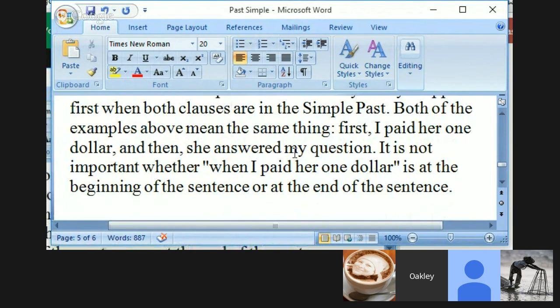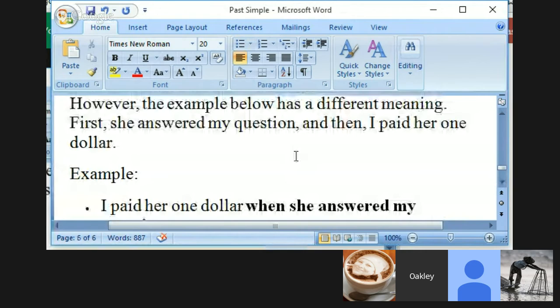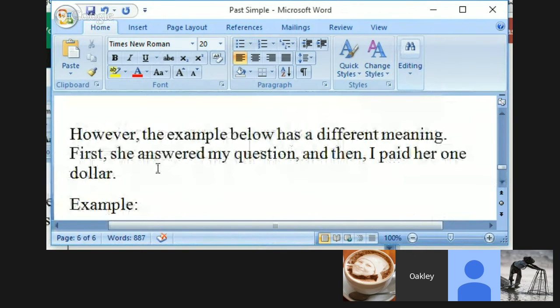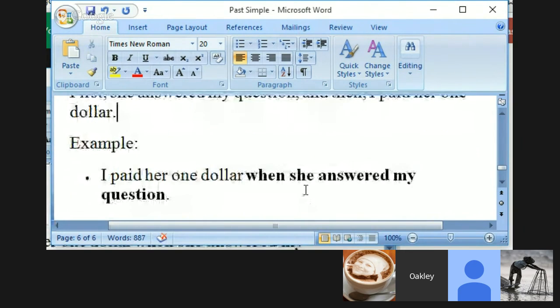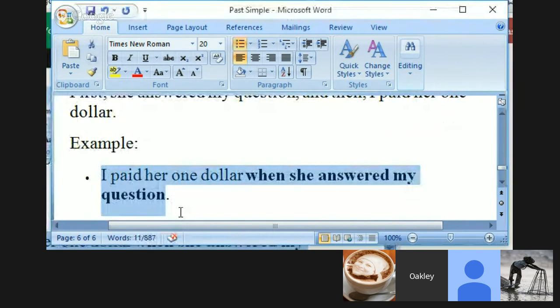Okay. All right, we just talked about that. However, hold that thought. Just one moment. However, I'm going to show you an example that has a different meaning. For example, if I change the question around and put when with the other clause: I paid her $1 when she answered my question. All right, Hajar.